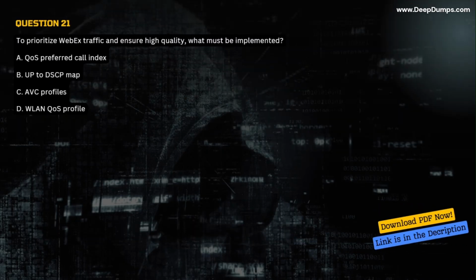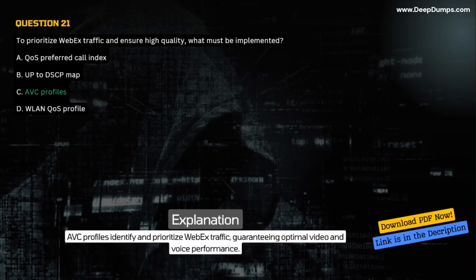Question 21. To prioritize WebEx traffic and ensure high quality, what must be implemented? A. QoS preferred call index. B. Up to DSCP map. C. AVC profiles. D. WLAN QoS profile. Correct answer, C. AVC profiles. Explanation. AVC profiles identify and prioritize WebEx traffic, guaranteeing optimal video and voice performance.